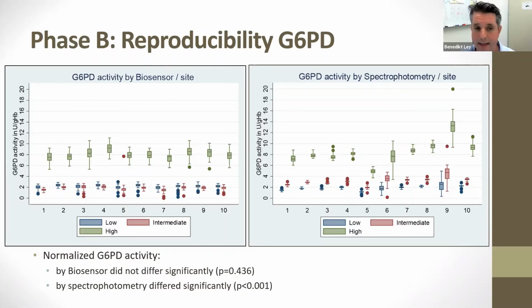Repeatability across all 10 sites for the biosensor was very much alike, whereas it differed significantly for spectrophotometry, with some sites generating results with very small variation, superior to the biosensor findings, and others with much greater variation. Across all 10 sites, intermediate biosensor readings were 0.3 units per gram HB below the low controls, and that was a significant difference. However, this was not seen for spectrophotometry readings, where readings for low, intermediate, and high controls were clearly set apart across all sites, however, not necessarily between sites.